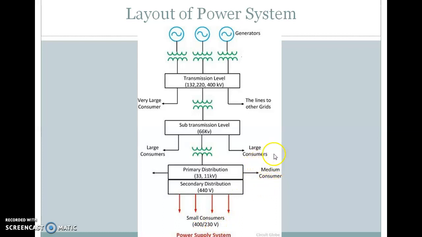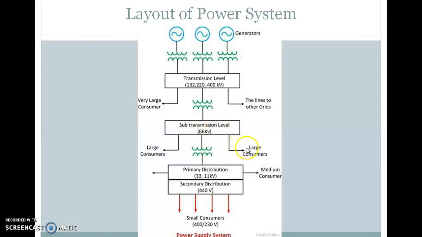Medium consumers take the electricity from the primary distribution side, 33 or 11 kV. For example, our college campus receives the power at 11 kV, and medium type industries also take the electricity from the 11 kV primary distribution side. Then large consumers like Telk or Apollo Tire take the electricity from the sub-transmission level or secondary transmission level. Sub-transmission and secondary transmission level are the same.